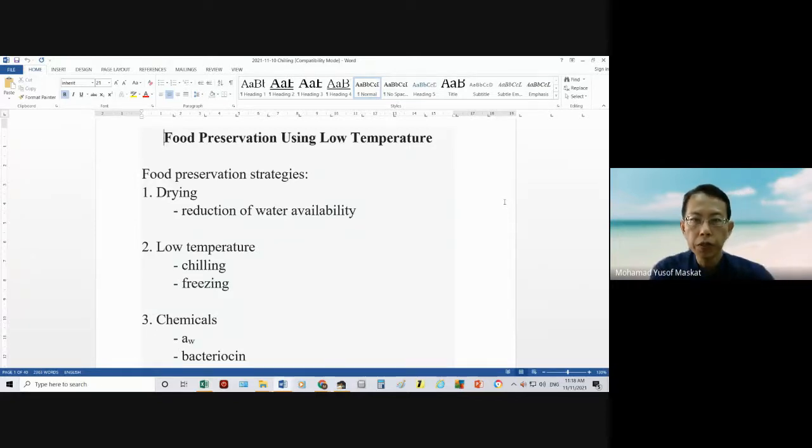Okay, so food preservation using low temperature. I think now you understand the purpose of food preservation that has been discussed by Dr. Fatima. So it is important. Food preservation is a very important aspect when it comes to food production.